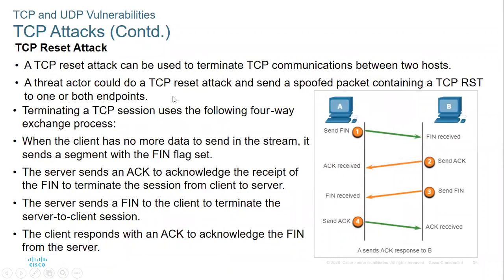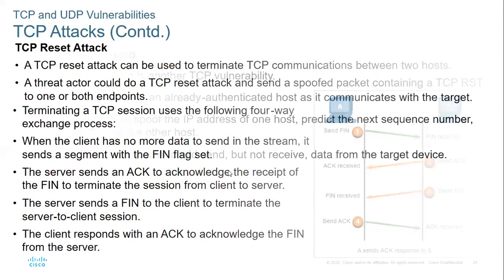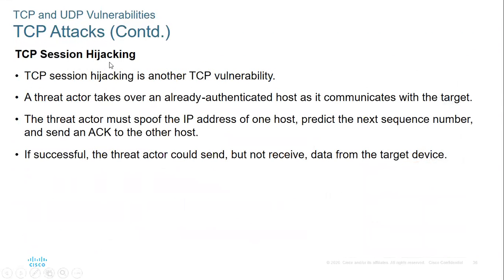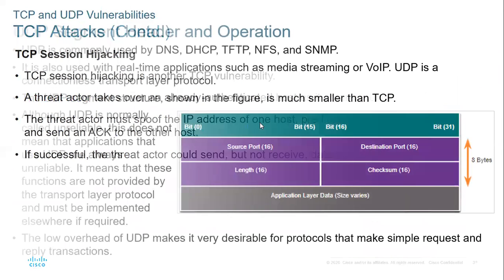We have also the TCP reset attack, where if two devices are communicating, the threat actors are able to send a FIN packet. Once the FIN packet has been sent, it means that A and B will stop communicating. They have to start all over again. We also have TCP session hijacking. This is where we have a vulnerability in the TCP, and the threat actors are able to take charge of the communication.